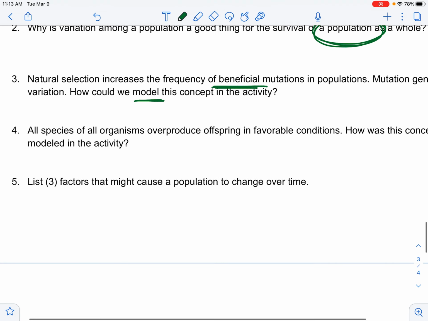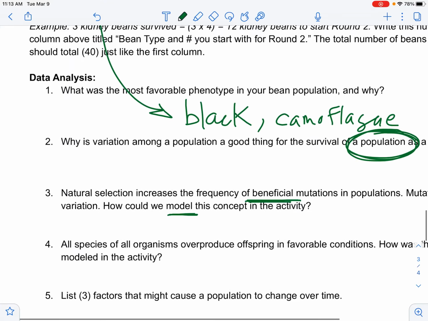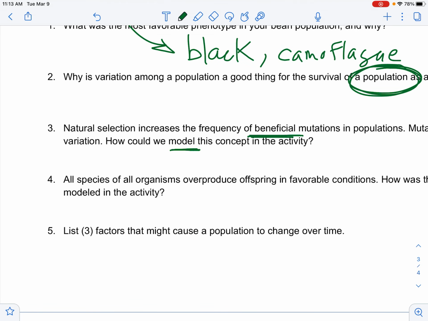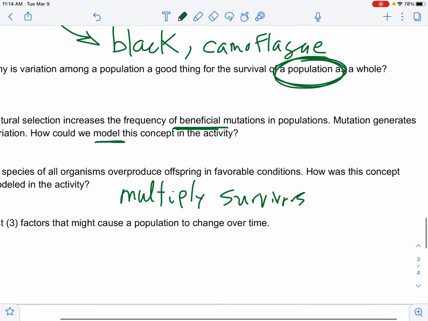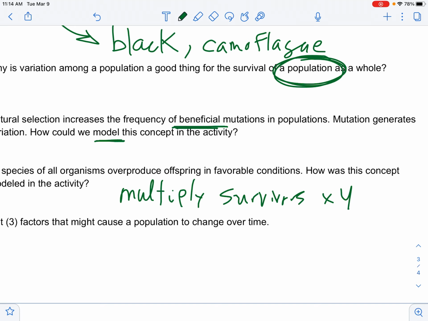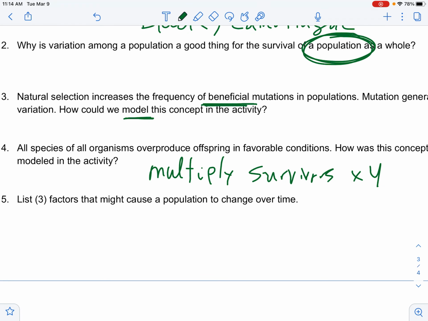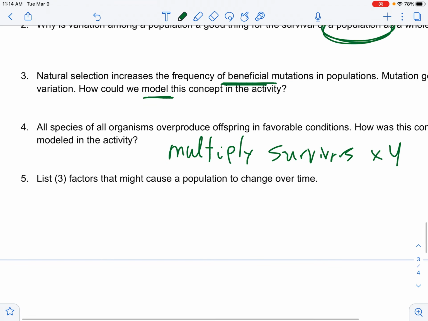So all organisms reproduce, and in this case, we model that by saying each organism basically produced offspring, we multiplied the survivors by 4. So each survivor was able to pass on its traits to multiple offspring and did more than simply repopulate itself, right? So that's an important factor, that all species of all organisms, including humans, when conditions are favorable, tend to overpopulate.